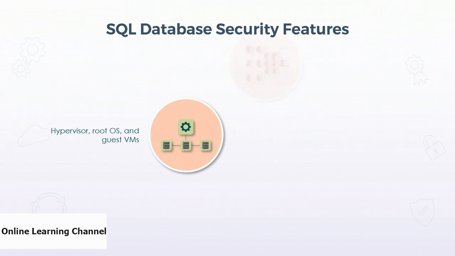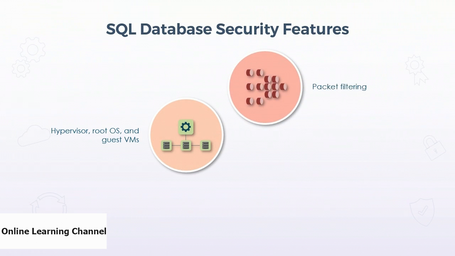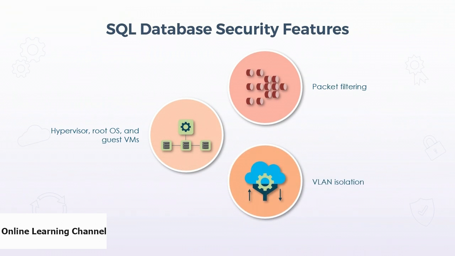The virtual machines also perform packet filtering on incoming data to avoid unauthorized traffic. And finally, there are different levels of isolation within the virtual network or VLAN to restrict unwanted intrusion.